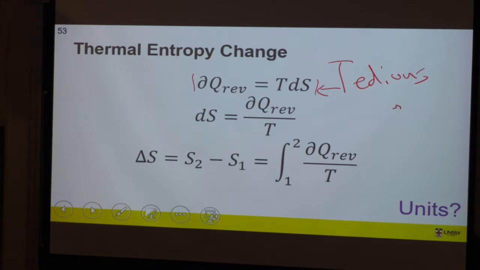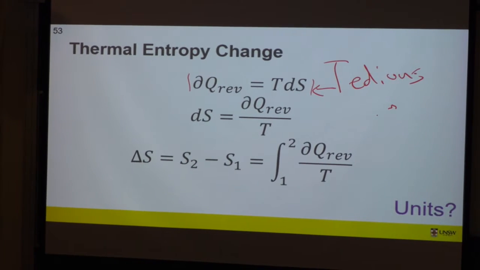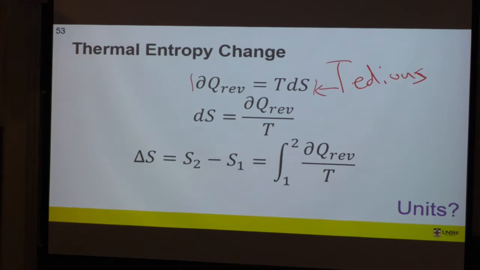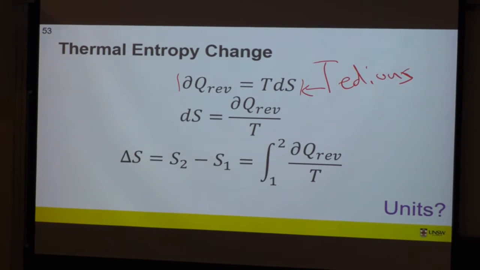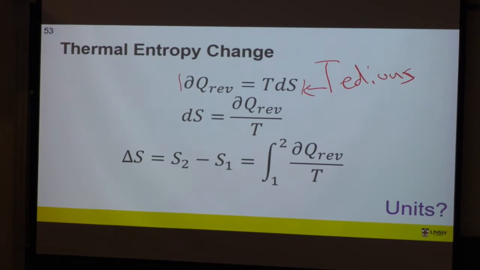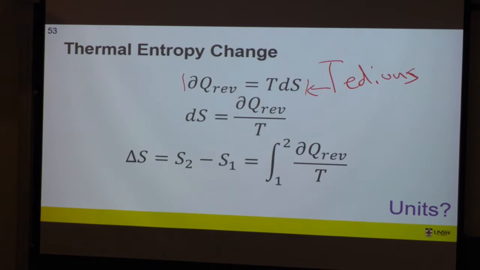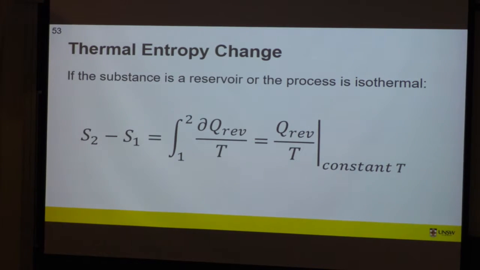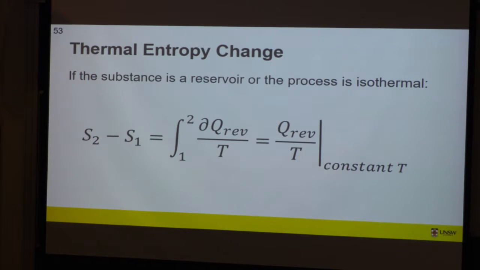So then you can get change in entropy equals dQ on T. If you integrate both sides of this, so if you integrate dS with respect to itself between 1 and 2, then you get S2 minus S1. If you integrate dQ reversible on T, then you get an integral. And if you have a reservoir or something else in an isothermal process, where the temperature of your boundary isn't changing, then your change in entropy is your heat flow across the boundary divided by the temperature at the boundary. So that's where that comes from. That comes from dQ equals TdS.